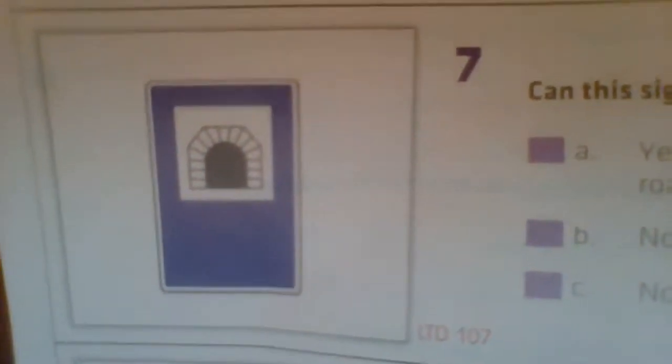Number 7, can this sign indicate the beginning of an underpass? Look at the sign. That sign, can it indicate? Yes, because it's showing the entrance of a tunnel and an underpass also. So it's yes.